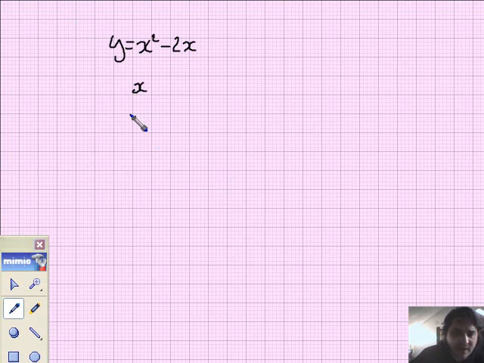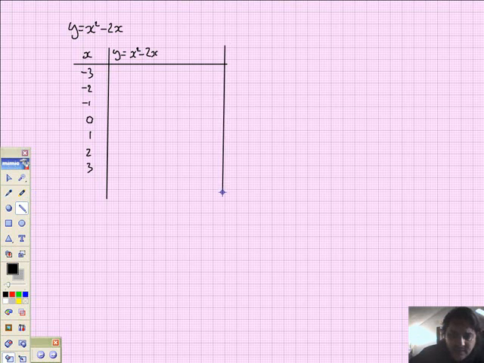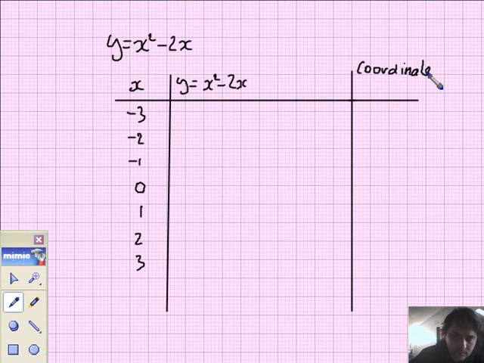So these are my x values. Minus 3, minus 2, minus 1, 0, 1, 2, 3. Do that, it looks pretty. And I've now got to work out my y values. So y equals x squared minus 2 times x. Now let's see how much space I need for this. I'm guessing about that, and extend over here as well. So here I'm going to have the coordinates themselves. And what I may do is pause the video, do a couple of calculations, and then just give you the answers.